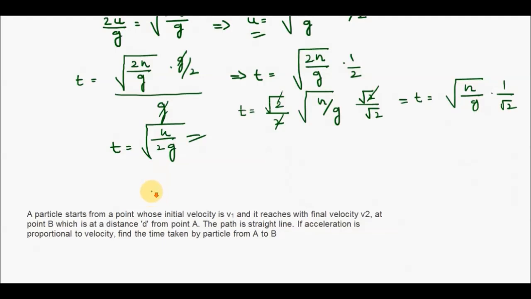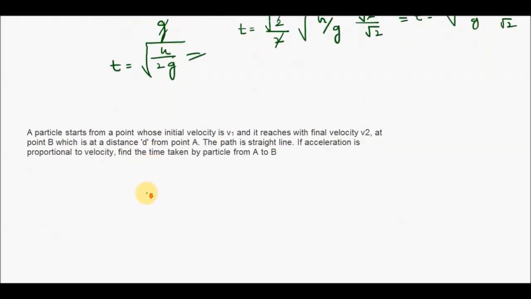Now let's move and talk about the second question. The second question says that a particle starts from a point A whose initial velocity is v1 and it reaches with a final velocity v2 at the point B, which is at a distance d from point A. The path is a straight line and acceleration is proportional to velocity. So let me highlight this. Acceleration is proportional to velocity. Find the time taken by the particle from A to B.